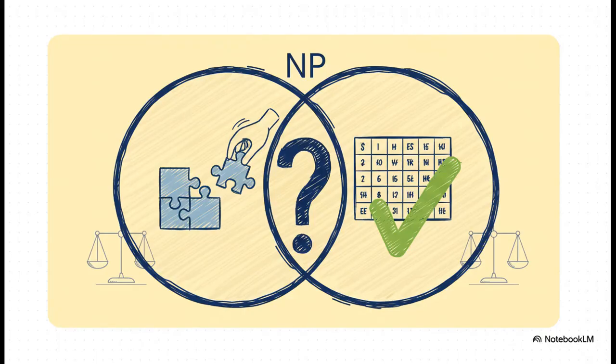So here it is, the $1 million question. Does P equal NP? In plain English, is every problem that's easy to check also secretly easy to solve? I mean, your gut feeling, your intuition probably screams no way, right? Solving a Sudoku is obviously harder than just checking one. But the crazy thing is, nobody has ever been able to mathematically prove it. And that is the great unsolved puzzle at the very heart of computer science.